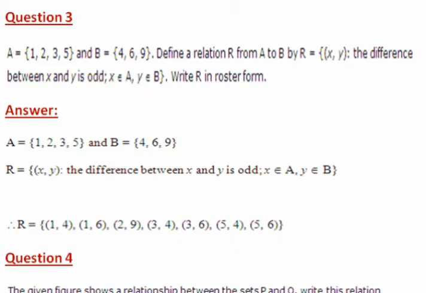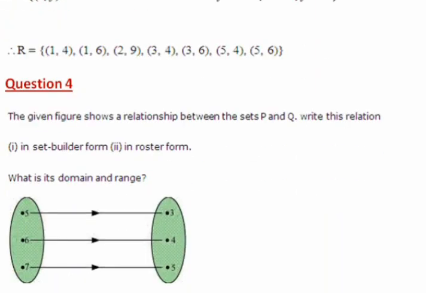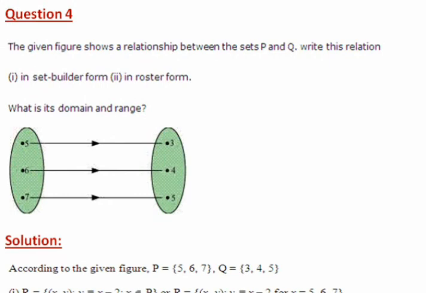Okay students, now come to the next question, that is question number 4. The given figure shows the relationship between the set P and Q, this one the set P and this one the set Q. Write this relation in the set builder form and in the roster form. What is its domain and range?